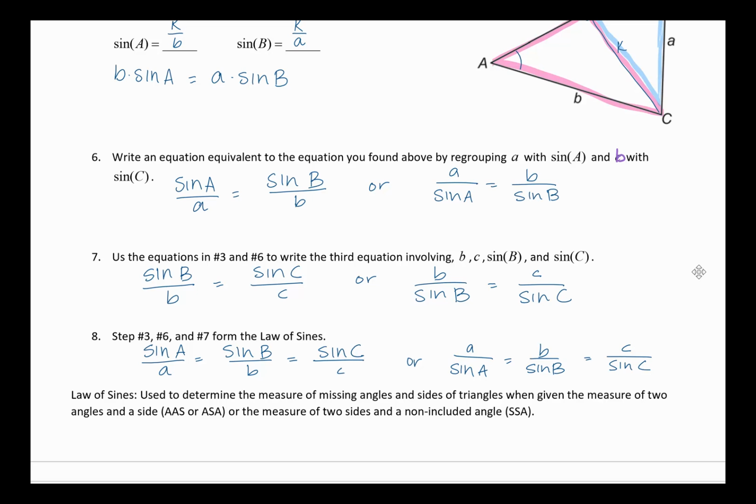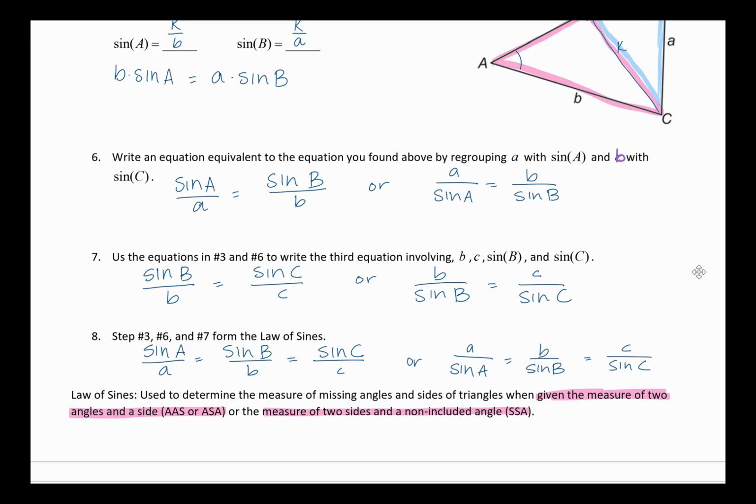So the law of sines is used to determine the measure of missing angles and sides of triangles. And this is probably the most important part. When we're given the measure of two angles and a side, so we need to have AAS or ASA, or the measure of two sides and a non-included angle. So that's going to be SSA.